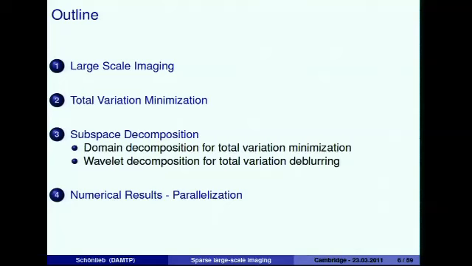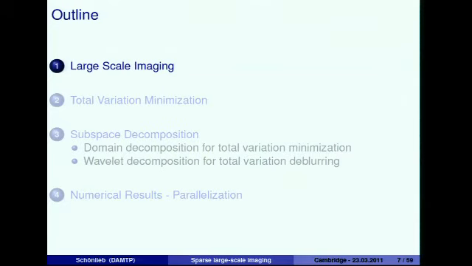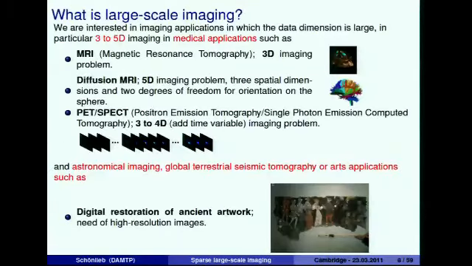And last but not least, I will give you some hopefully convincing numerical results of how this strategy is speeding up the total variation minimization for large-scale problems. And in particular, how this can be sped up when you parallelize your computations. All right, so what is large-scale imaging?